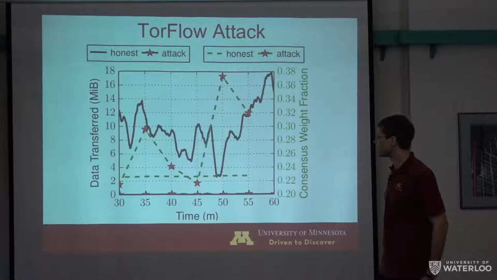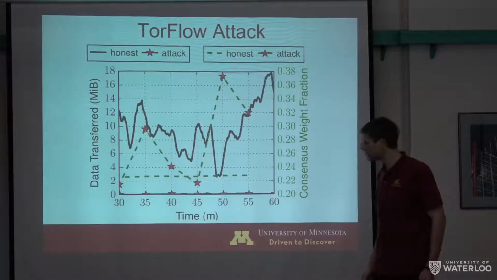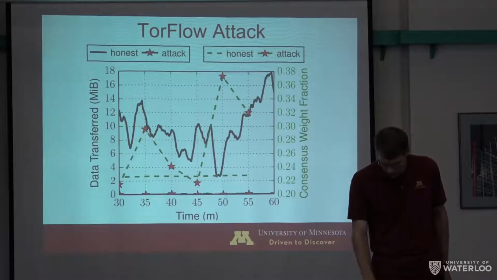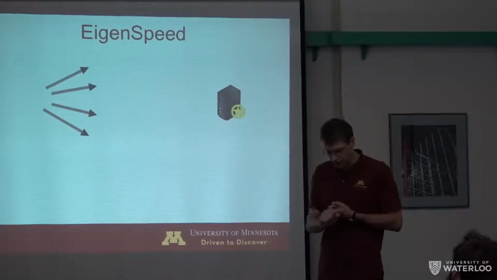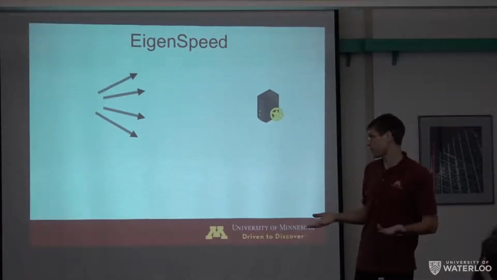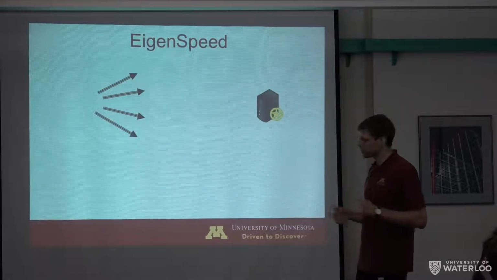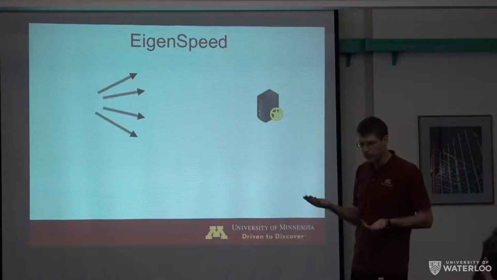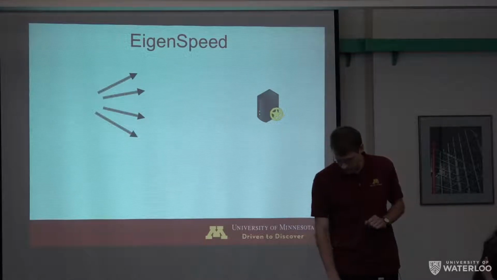Okay, so this is bad. You can have a very high consensus weight while not really providing any service at all to the network. All right. So there have been other systems. There's this inherent problem if you're going to do this scanning, that you have to somehow try to disguise the fact that you're scanning, right? TorFlow obviously doesn't. There have been other systems that try to get around this by not scanning and instead doing something else. So the previous system, the one that's been published, is this system called EigenSpeed.